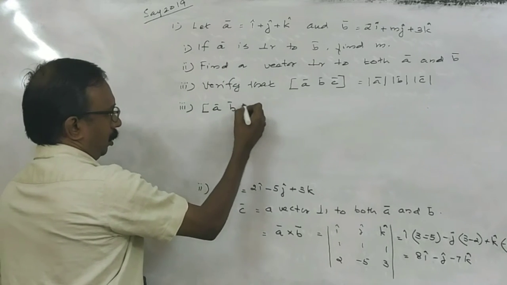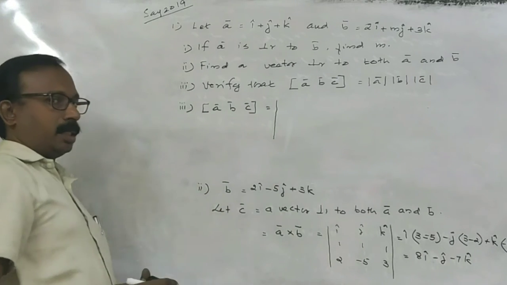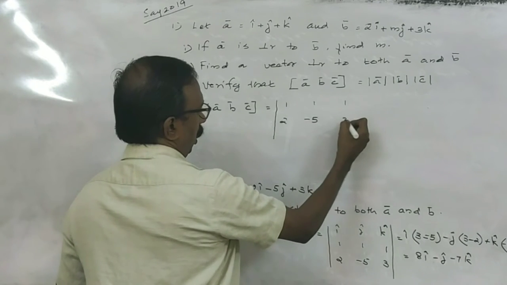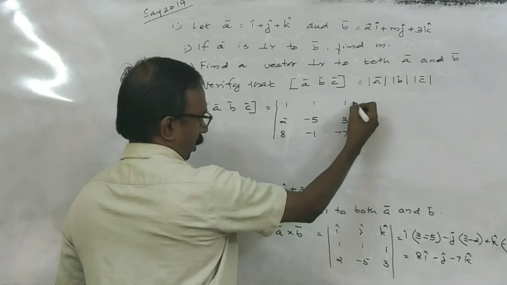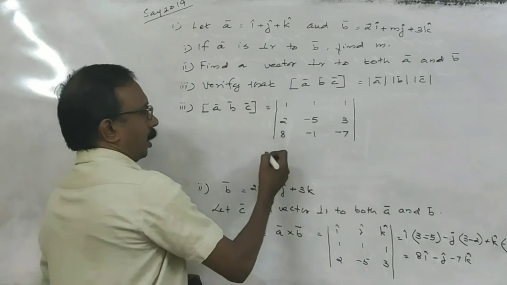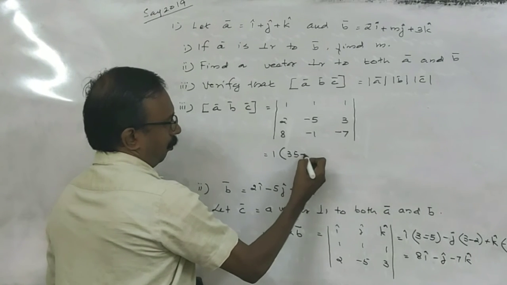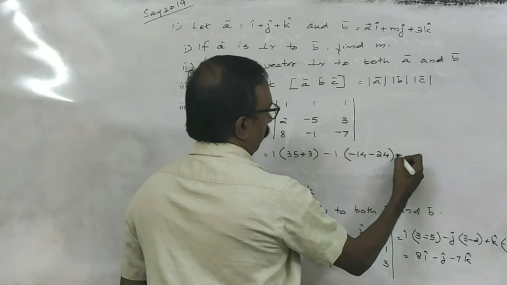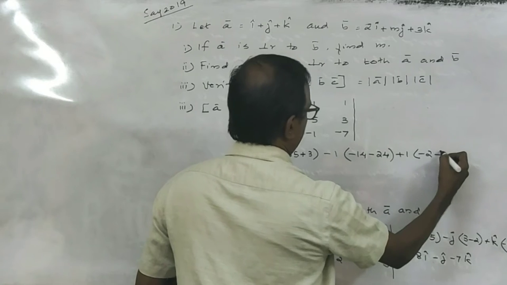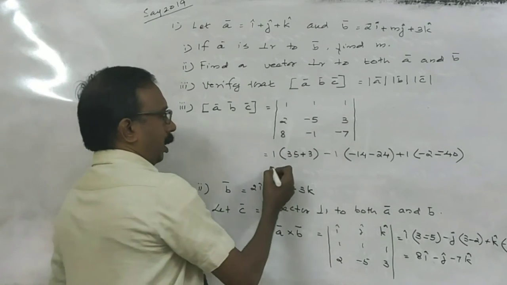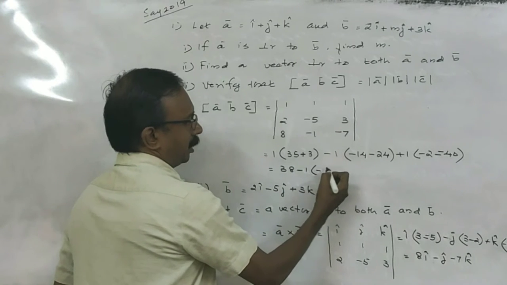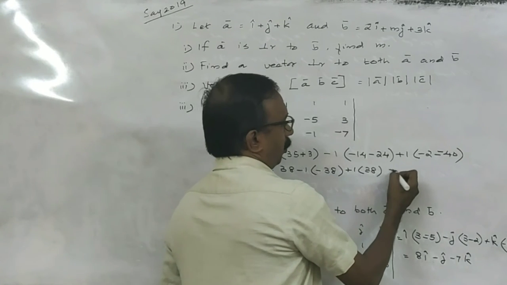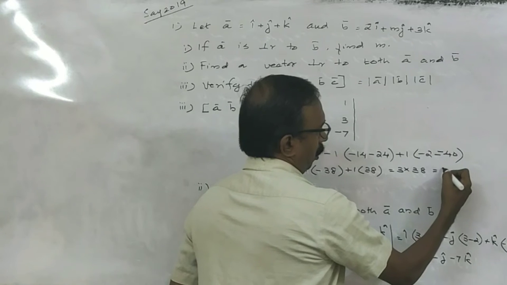Box product [A B C] is the determinant. A is 1, 1, 1, B vector is 2, minus 5, 3, and C vector is 8, minus 1, minus 7. So, 1 into (35 plus 3), minus 1 into (minus 14 minus 24), plus 1 into (minus 2 minus minus 40), isn't it? Now 38 minus 1 into minus 38 plus 1 into plus 38. So 38 plus 38 plus 38, 3 into 38, that is 114.